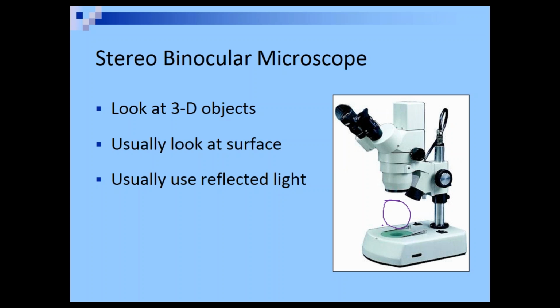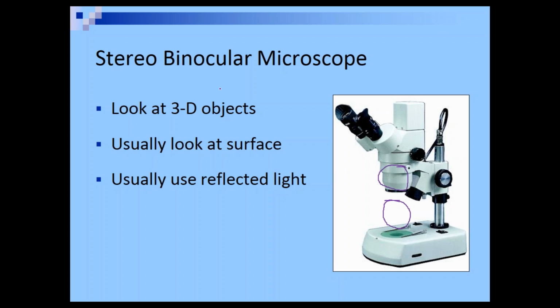This is not made for very tiny objects where you want to shine light through them, like hair or fibers or sperm cells, and look at the insides. That's not this microscope. This is just zooming in. In fact, you'll notice the lens here kind of looks like a camera lens, and you can think of a stereo binocular microscope almost like a camera, where you can just put it over an object and then zoom in on the surface of that object.